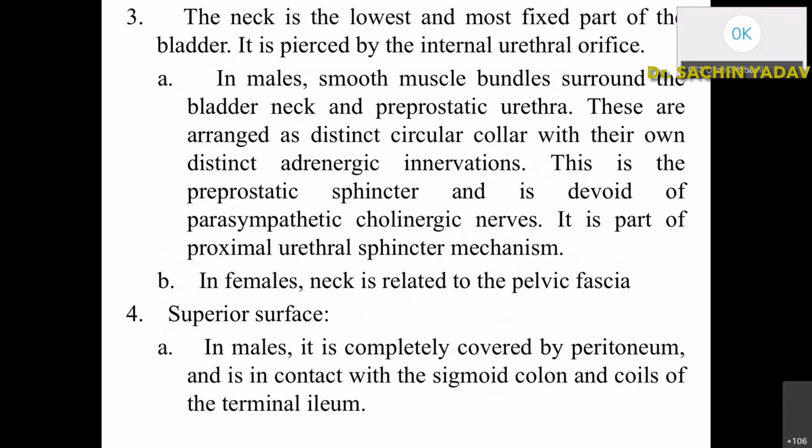The neck is mostly fixed. It rests on the upper part of the prostate gland. In the male, there are smooth muscle bundles around the bladder neck and the preprostatic urethra. Females do not have a prostate. In the male, the preprostatic urethra is arranged as a distinct circular collar with its own distinct adrenergic innervation. This is the preprostatic sphincter and is devoid of parasympathetic cholinergic nerves. It is part of the proximal urethral sphincter mechanism.